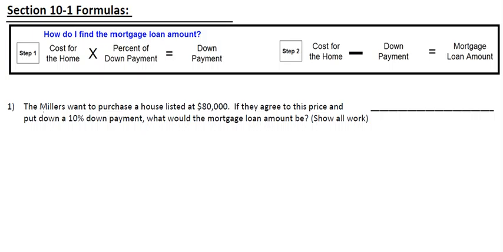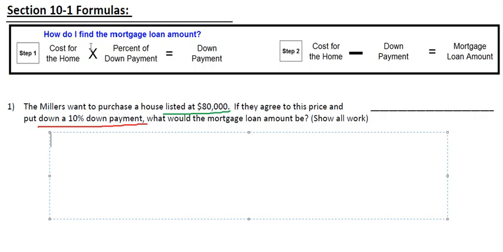This is the very first problem in our homework today. So if you have your worksheet out in front of you and you follow along, you will be able to get a free answer and figure out exactly how to do these problems. The Millers want to purchase a house listed at $80,000. That's how much the house is going to cost, $80,000. If they agree to this price and they put down a 10% down payment, what would the mortgage loan amount be? Well, we've got two steps to use in order to calculate this all out.